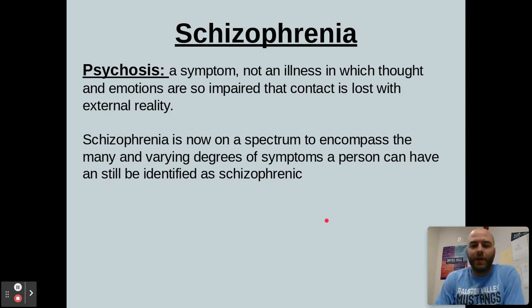So an important piece to know about schizophrenia, first off, is what psychosis is. Psychosis is a symptom, not an illness, in which thought and emotions are so impaired that contact is lost with external reality. So psychosis is a symptom of schizophrenia. It's not the actual illness, but you lose contact with your external reality. And like I just mentioned, schizophrenia is now on a spectrum to encompass the many and varying degrees of symptoms a person can have and still be identified as schizophrenic. There are several different disorders, but for our sake, we're going to focus mostly on schizophrenia itself.